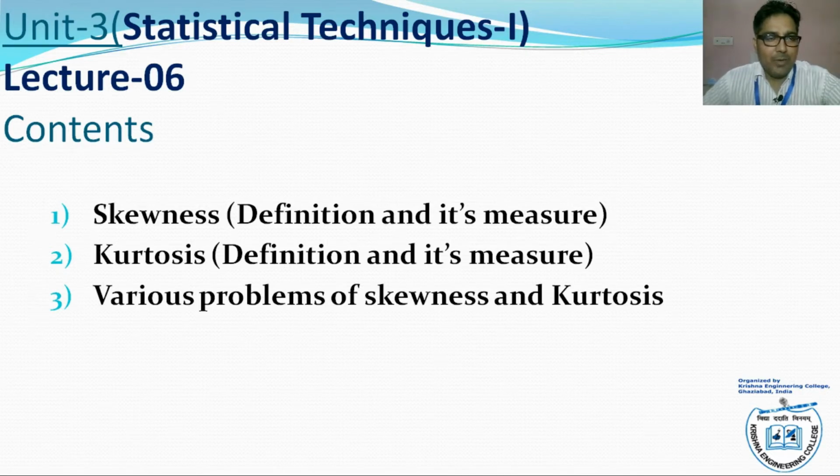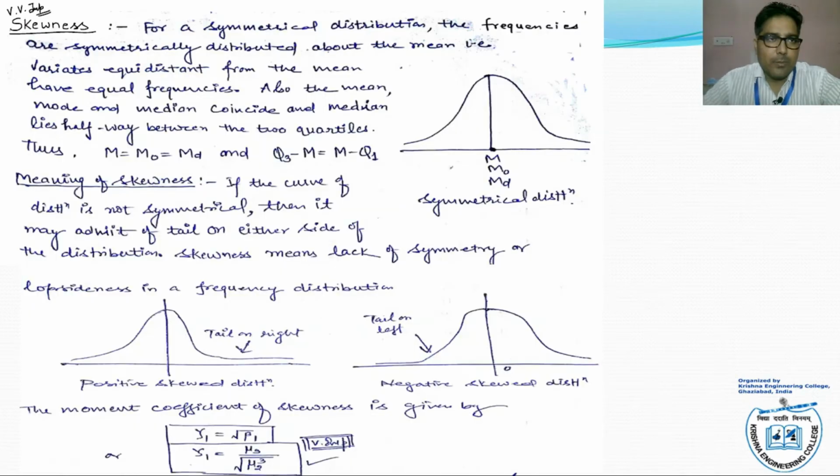In this lecture, we will learn the very important topics, skewness, kurtosis and the various problems of skewness and kurtosis. The definition of skewness is very important from the exam point of view. Skewness. The first question arises: what do you mean by skewness? Skewness is actually the lack of symmetry. Now, before defining skewness, first of all, we give a brief introduction about the symmetrical distribution.